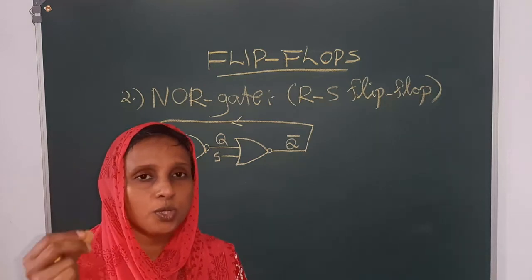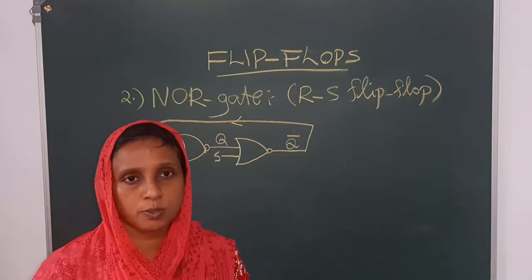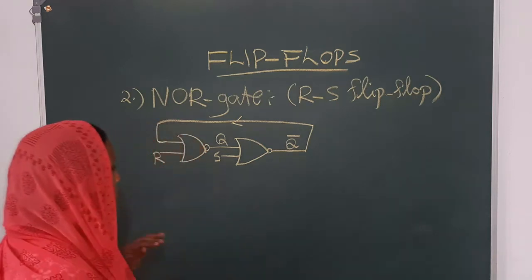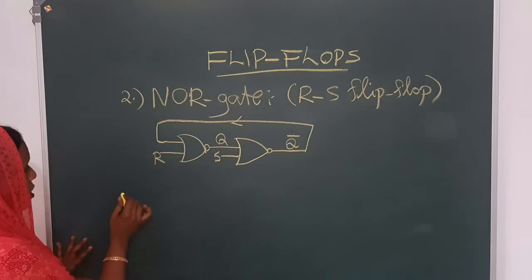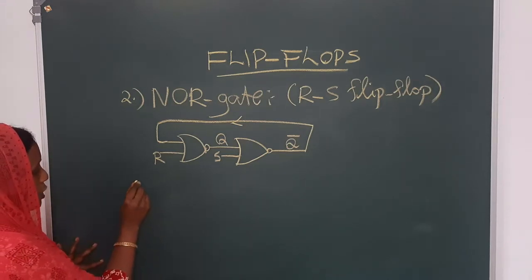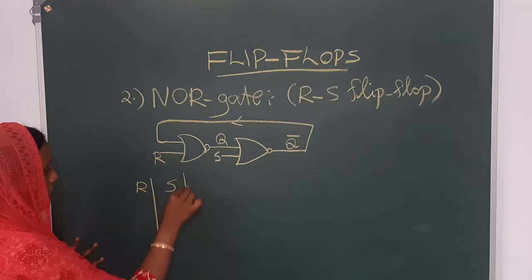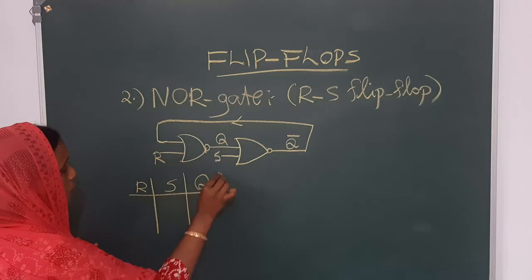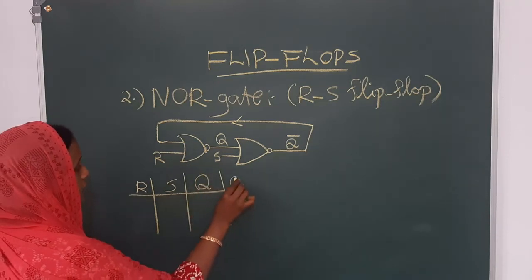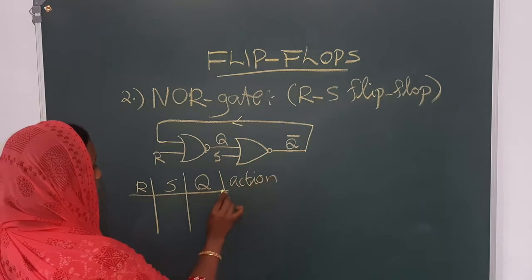This is a flip-flop circuit using two NOR gates. Now we want to check how this flip-flop works. For that, we can write this truth table. There are two inputs, so I can show you here R and S, then output Q and its action.